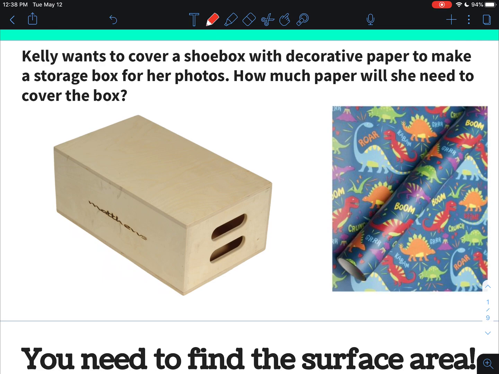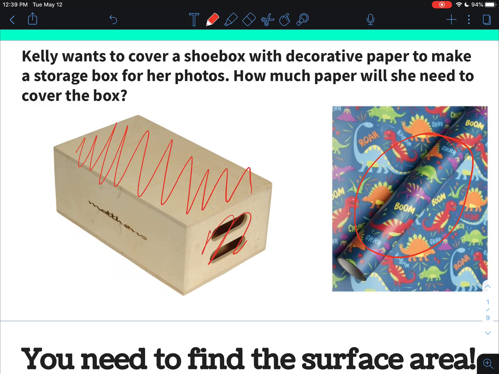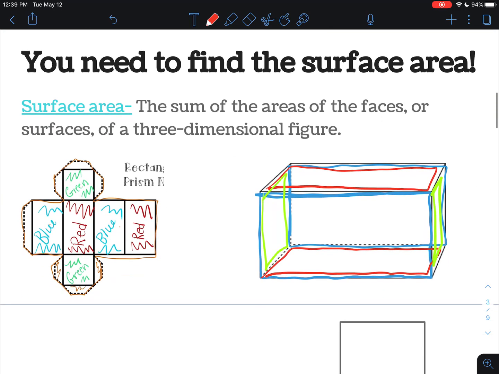So Kelly wants to cover a shoebox with decorative paper, which obviously dinosaur paper is the best, to make a storage box for her photos. How much paper will she need to cover the box? So what she needs to figure out is how much paper is going to cover each side of the box. So covering something, that is actually the area. So what you actually need to find is surface area.